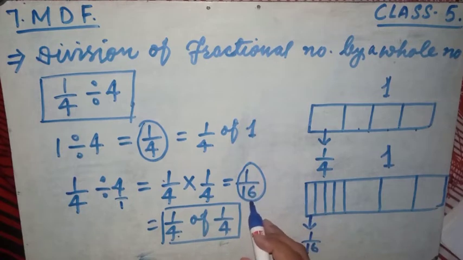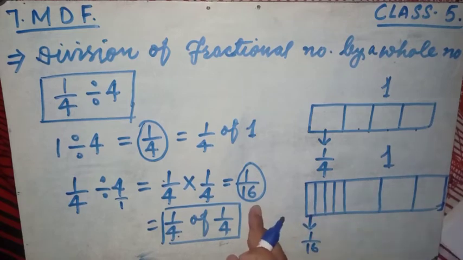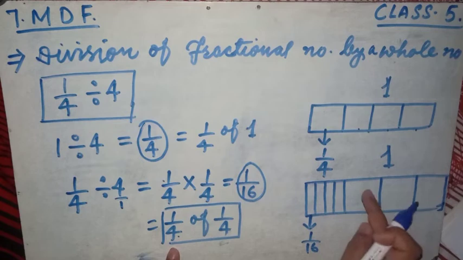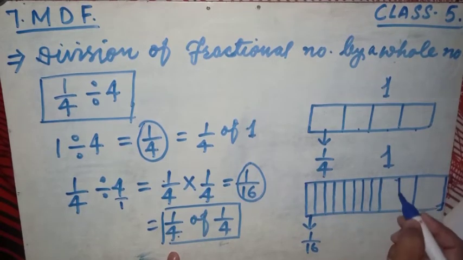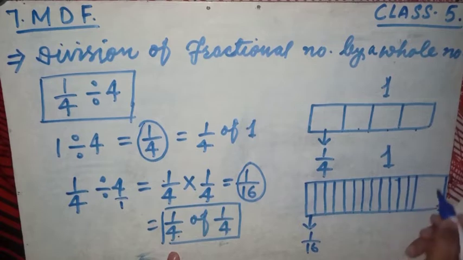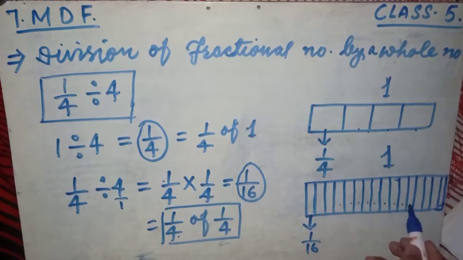So 1/16 means this one thing, which looks like a rectangle, is divided into 16 equal parts, and this says this 1/4 is divided into 4 equal parts. So these are 4 equal parts, 1 2 3 4. Once again, this is also 4 equal parts. If we observe these parts, count 1 2 3 4 5 6 7 8 9 10 11 12 13 14 15 16. That means each part is called 1 upon 16.